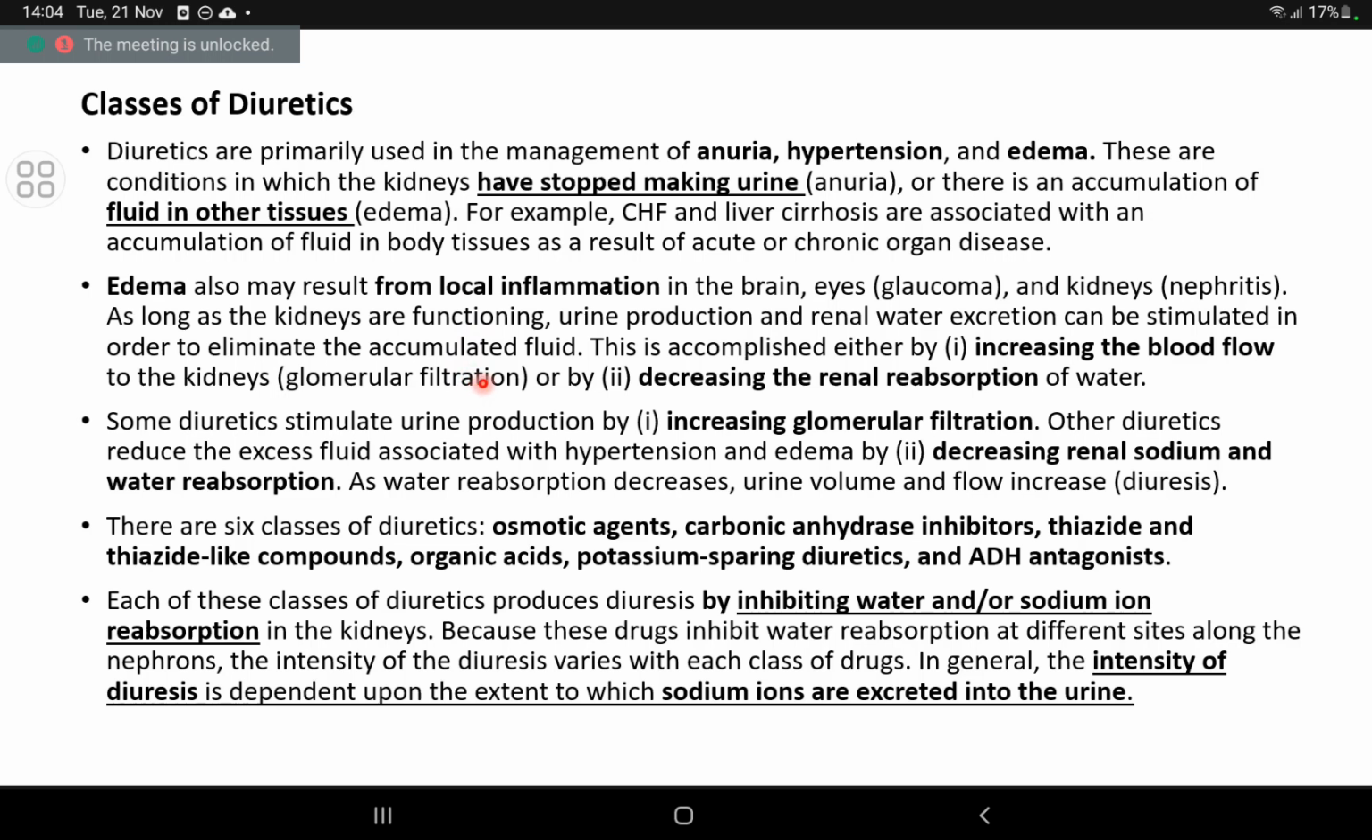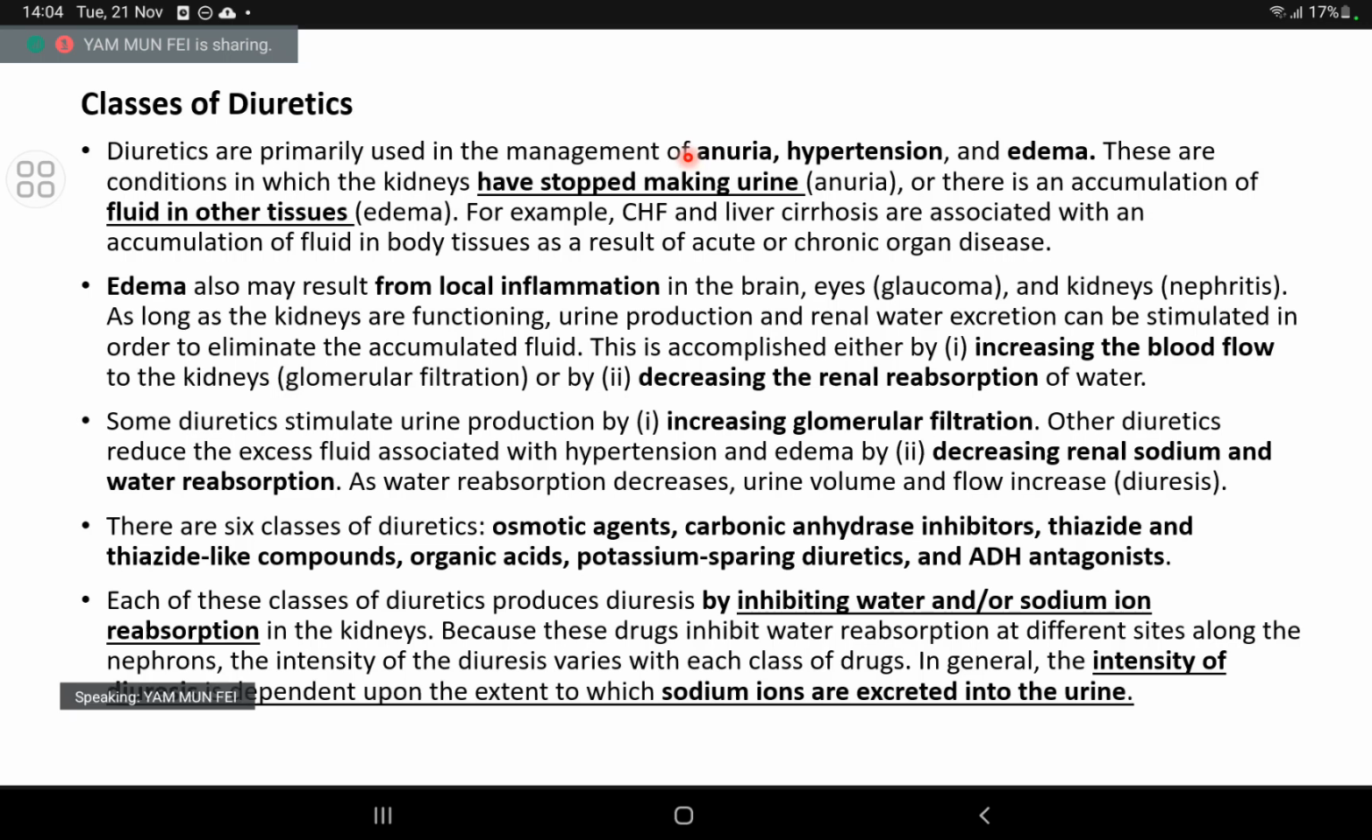What's the meaning of anuria? Anuria refers to your kidney being unable to produce urine. This condition we call anuria. Why? Your kidney cannot produce urine because your kidney has undergone a condition we call failure. So when your kidney has either failure or inflammation, then your kidney will normally stop producing urine.